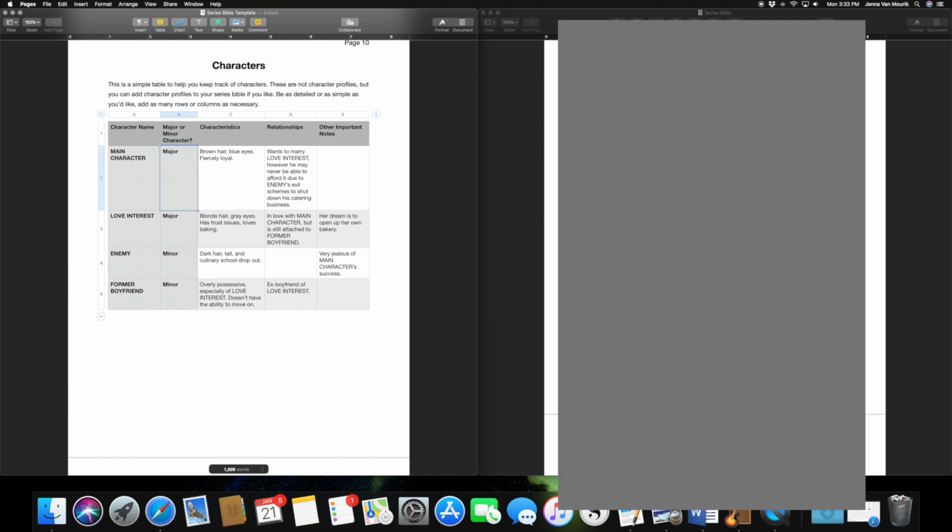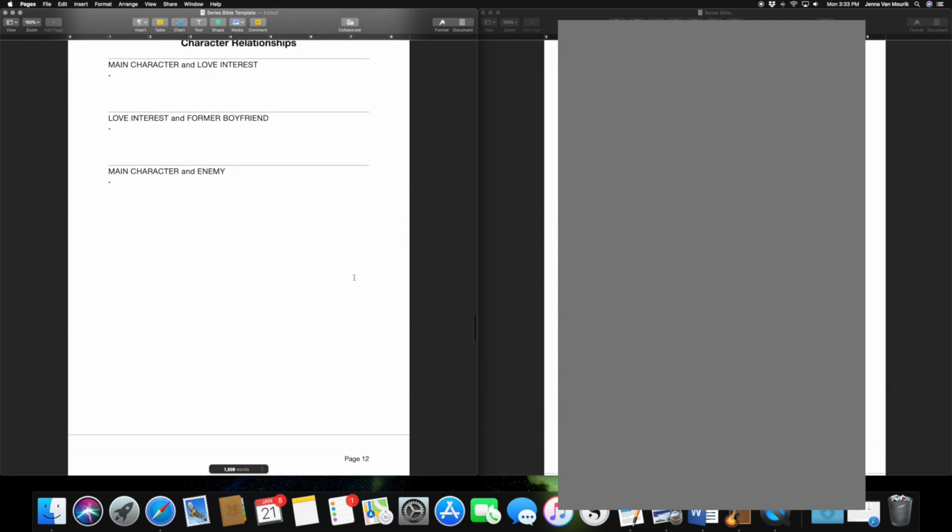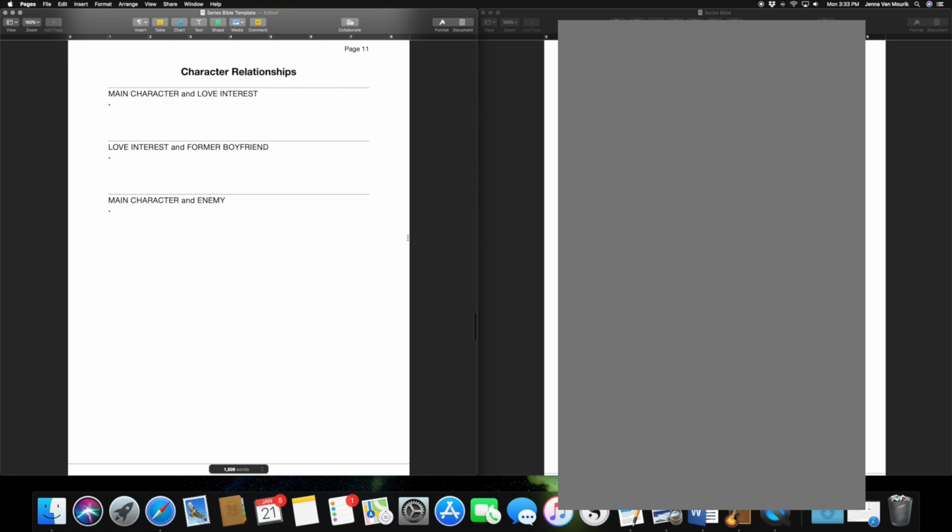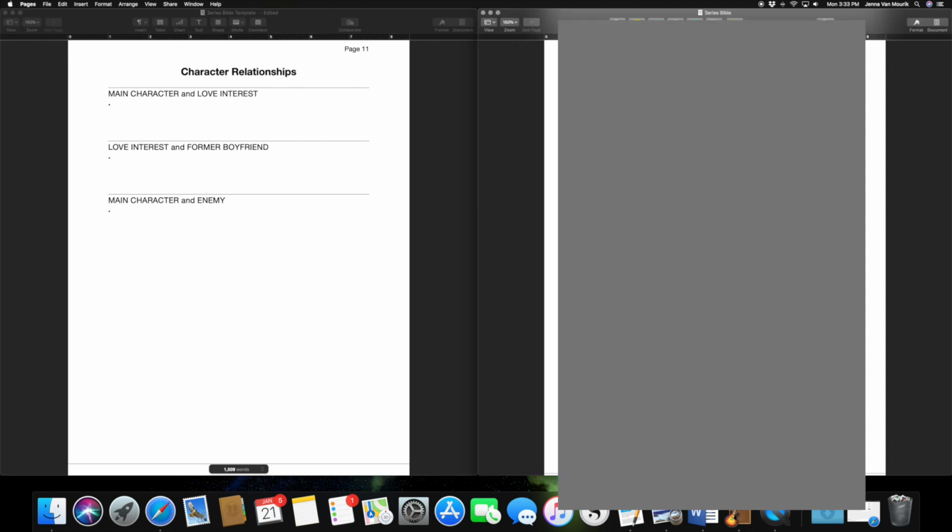All right, character relationships. This is probably one of my favorite parts. So I have a lot of couples in my books, a lot of best friends in my books. And I like to outline how they met, how they got to know each other, any significant events, what their relationship is like. Do they have a good relationship or a bad relationship? And I write about a paragraph or 2 for each relationship. I add as many as I need.